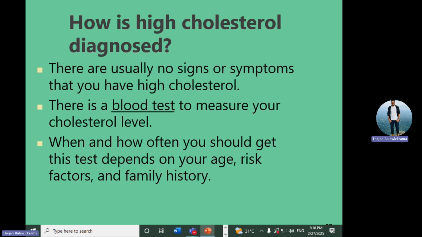Right. Anyway, my point is, so the cholesterol level, these are the factors. We need to decide whether to do a cholesterol test, depending on our age, our eating habits, and family history. Simply.